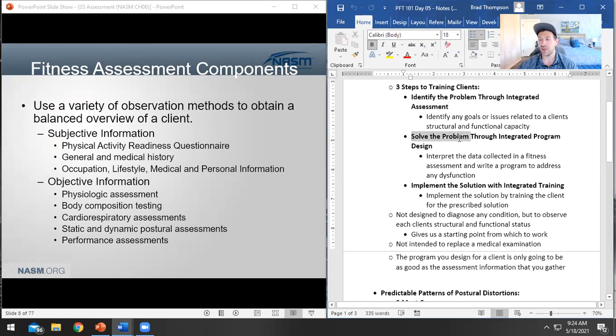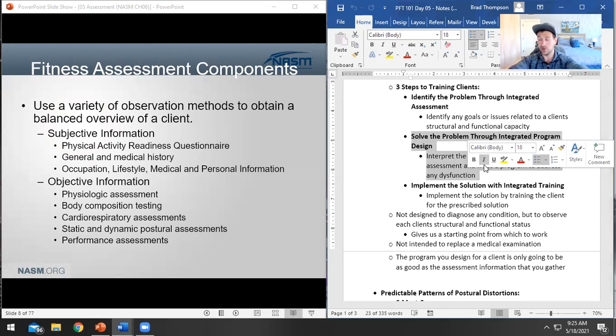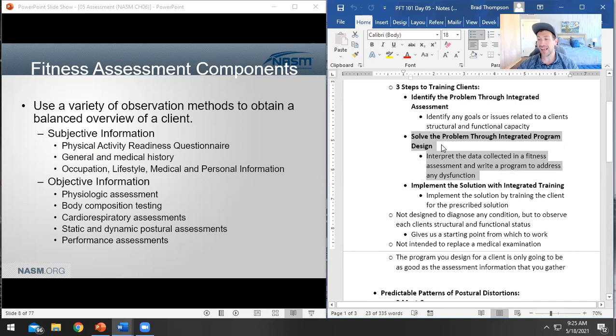So we are going to solve that problem through integrated program design. We're going to interpret the data that we collected from our client from that fitness assessment, and write a program that's going to actually address any of the dysfunctions that our client happens to have, right? So if our client has rounded shoulders, and I identified that through my fitness assessment, then I'm going to write a program that addresses that by doing a wide grip row, and then I'm going to implement that solution with integrated training.